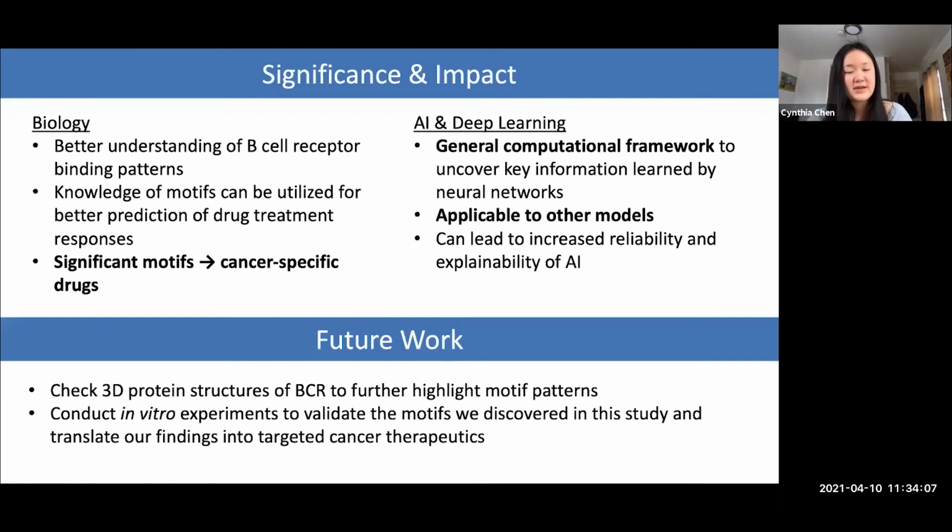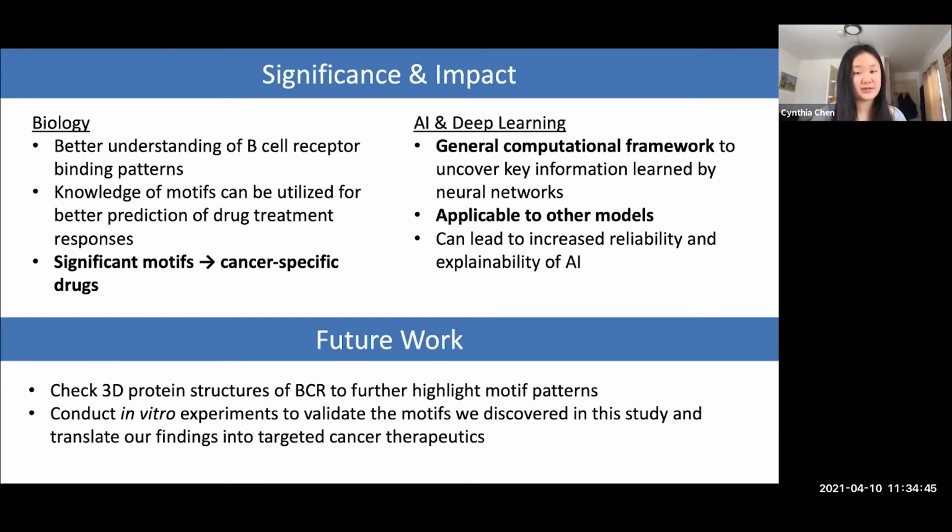And so before I end, I'd like to briefly go over the significance and impact of my work. On the biology side, our research can lead to a better understanding of how the B-cell receptor interacts with the antigen, which can lead to an overall better understanding of our human adaptive immune system. Furthermore, knowing these motifs can help doctors better predict how certain drugs will react within patients. And most importantly, knowledge of these motifs can help us synthesize more targeted specific antibody drugs, which can help precisely target a certain cancer type within patients.